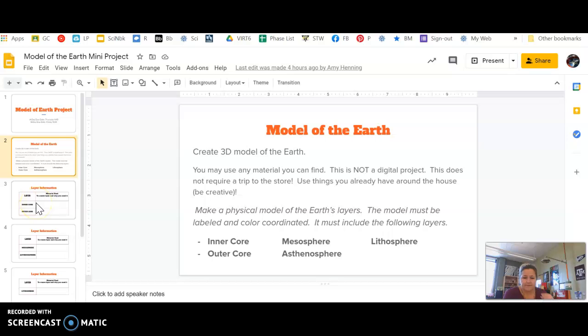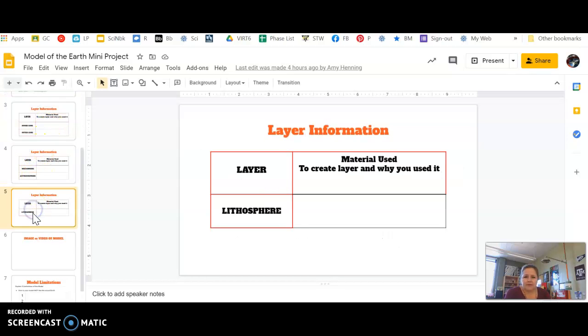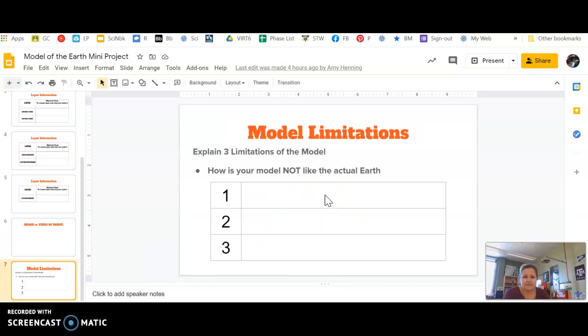Okay, get creative. You've got some things to fill out, like tell me about why you picked what you picked to use. You'll put in an image, or if you want to take a video of it to explain it to me, that's fine too. And we'll identify the limitations of the model. How is it not like the real thing?